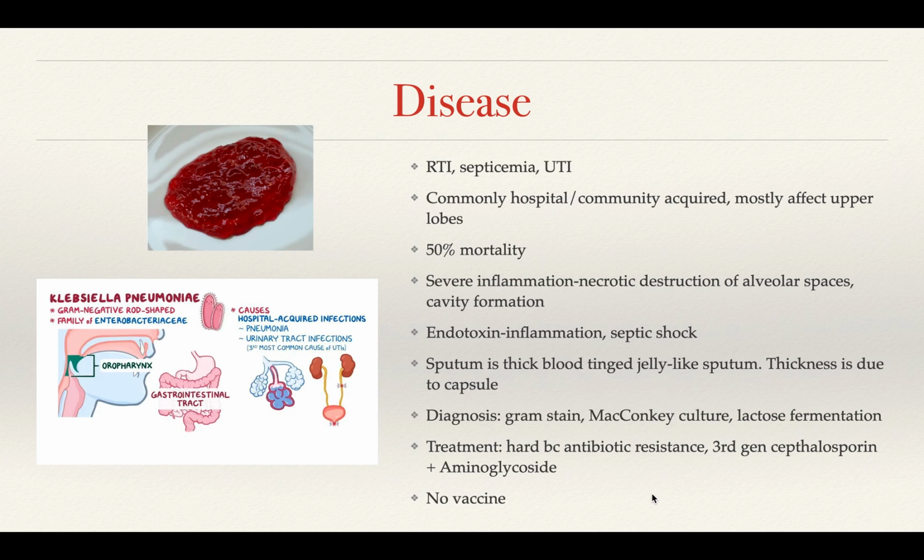The sputum is characterized by this thick, blood-tinged, jelly-like viscosity, and the thickness is due to the capsule. You diagnose it via the gram stain, the MacConkey culture, and lactose fermentation. The treatment is really tough because it's fairly antibiotic resistant. So you've got to treat it with a third-gen cephalosporin and an aminoglycoside. Unfortunately, there is no vaccine.